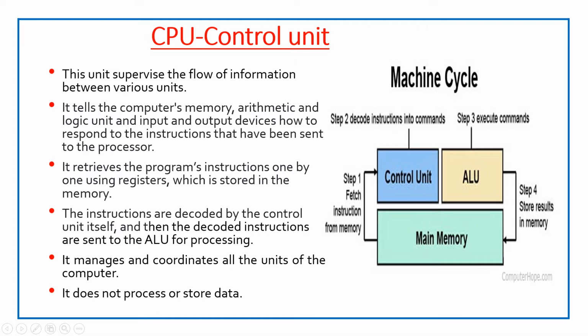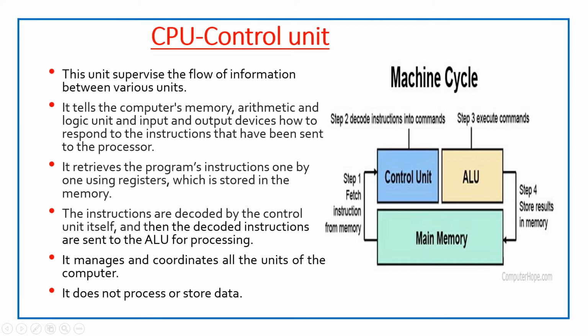Now, next point, it manages and coordinates all the units of the computer. At first we have said this, the main part of control unit is it controls the other part of the computer. That is, it manages and coordinates all the units of the computer. It does not process or store data. The control unit does not process any data or does not store any data. So here is the figure where we can see the performance of a control unit.